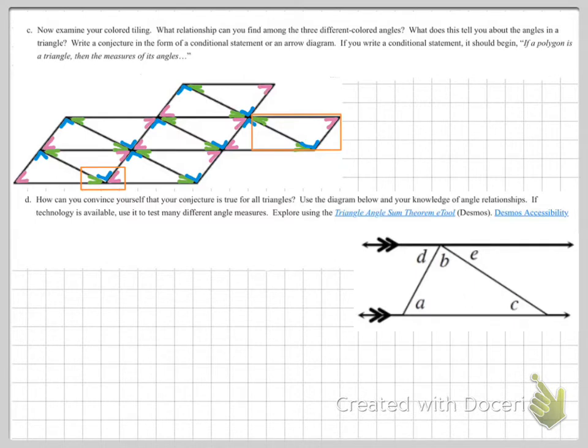So we can now go ahead and finish up the statement up at the very top. We want to know, let's see, if a polygon is a triangle, then the measure of its angles has a sum of 180 degrees.